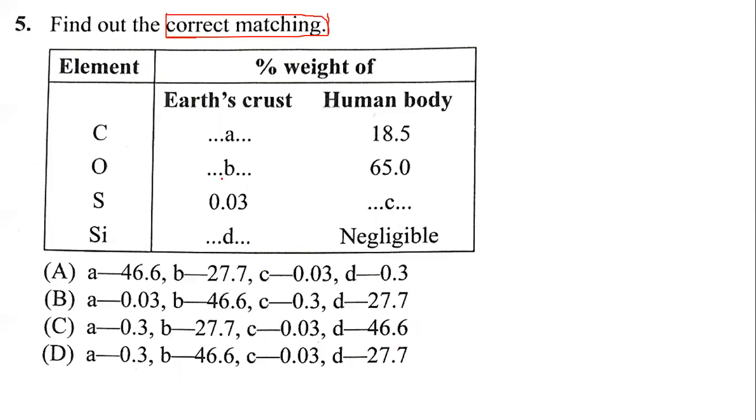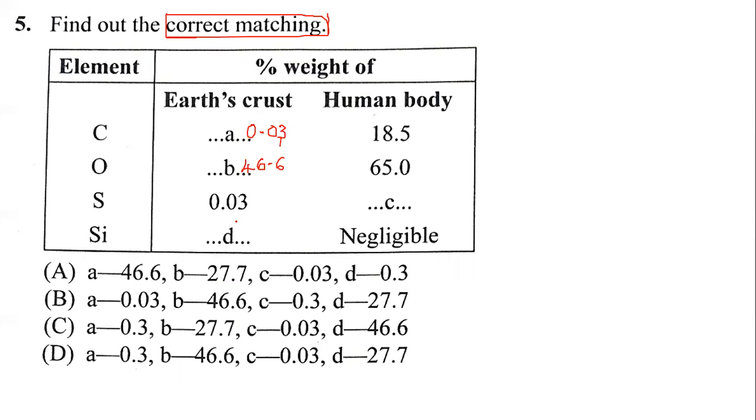Carbon. What is the concentration? The concentration of carbon in the human body is 18.5. But we have already learned, as I told you to learn by heart, that for carbon in the Earth's crust it is 0.03. I will write it once again for you, otherwise it may create confusion. So guys, the value of A, as you have already studied, is 0.03. Then oxygen. You know that oxygen is present in both the human body and the Earth. In Earth's crust also, it is not negligible. It has a relatively higher concentration, that is 46.6.